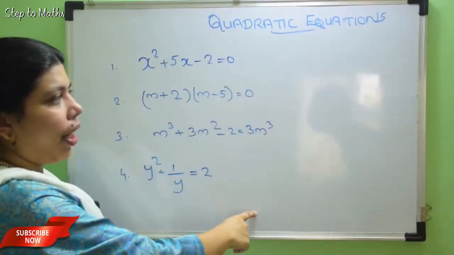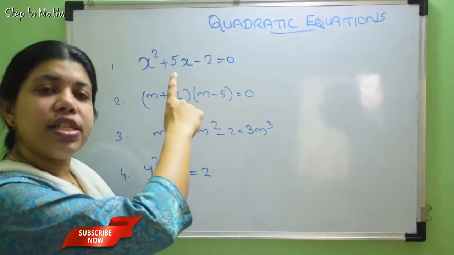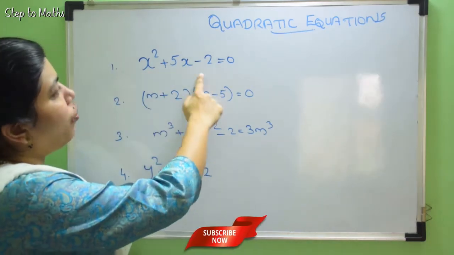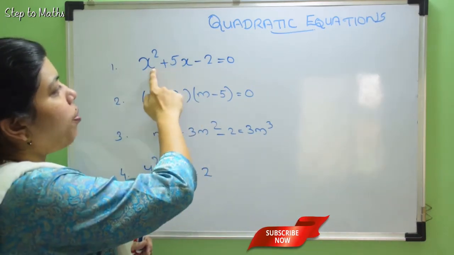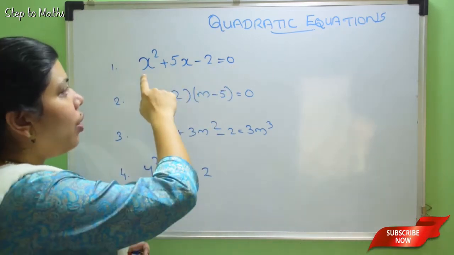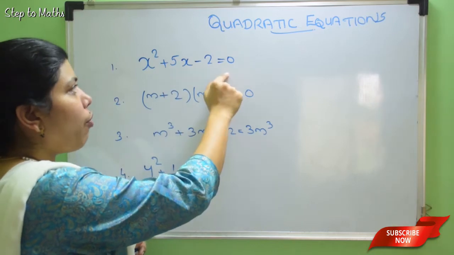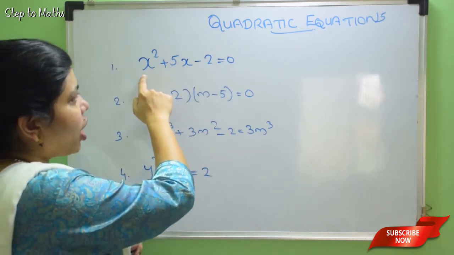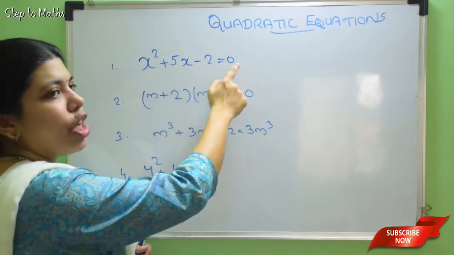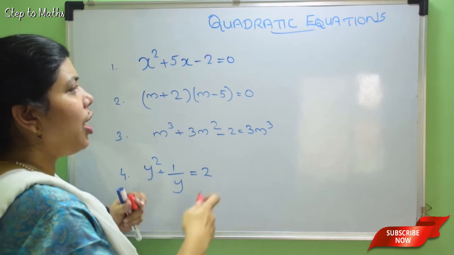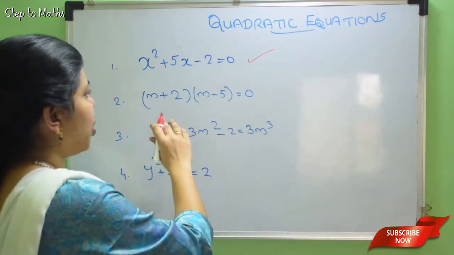Some equations are here. Check whether these equations are quadratic or not. Consider the first equation: x square plus 5x minus 2 is equal to 0. This is in the form of a quadratic equation. It's directly clear: ax square plus bx plus c is equal to 0. That means this is a quadratic equation.